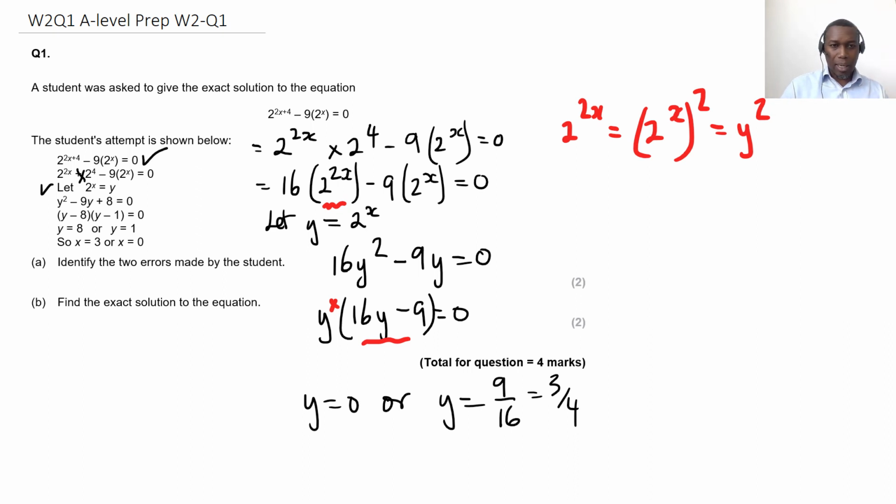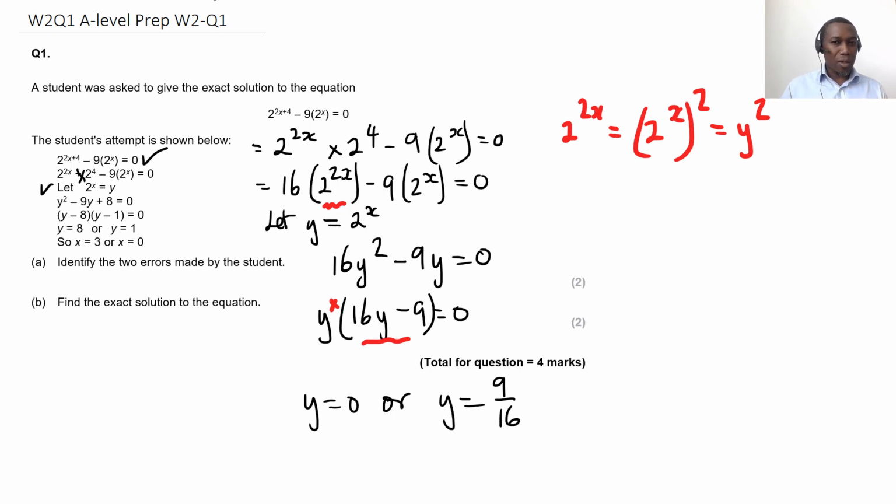And to be honest, I'm not going to encourage this. There's no need to simplify it, so let's not simplify it. So 9 on 16, because 9 on 16 multiplied by 16 would give me 9, and 9 take away 9 would give me 0. So those are the two solutions for y. So far, so good. Are we good?